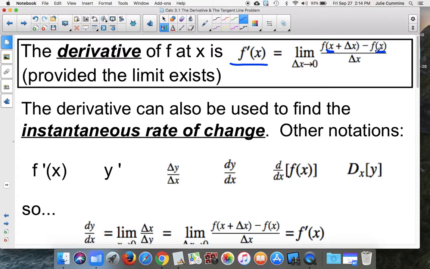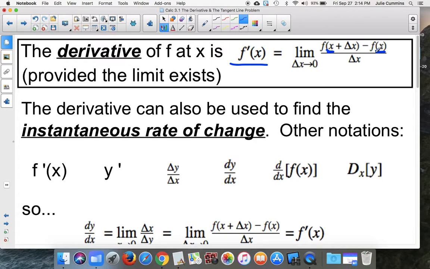The derivative can give us the instantaneous rate of change. So whereas slope gives us average rate of change, this gives us the rate of change at an instant. So derivative is a slope, but it's instantaneous.